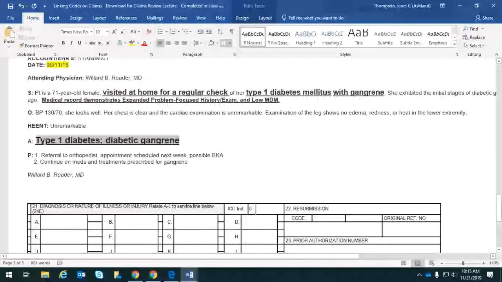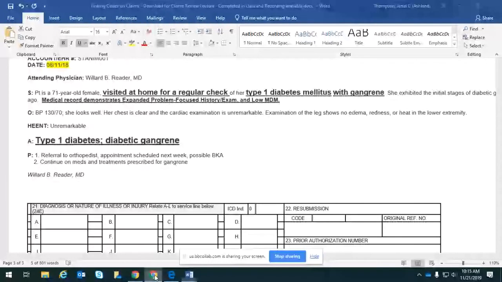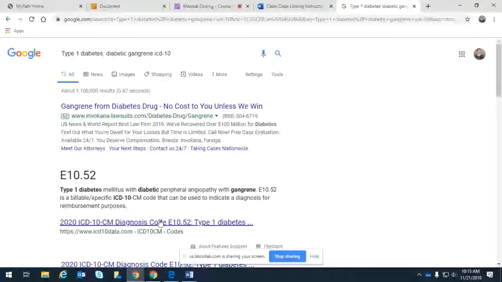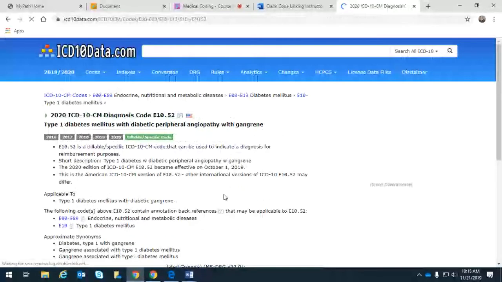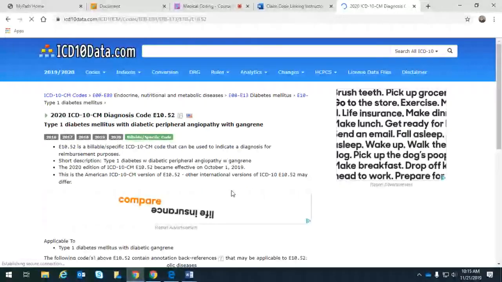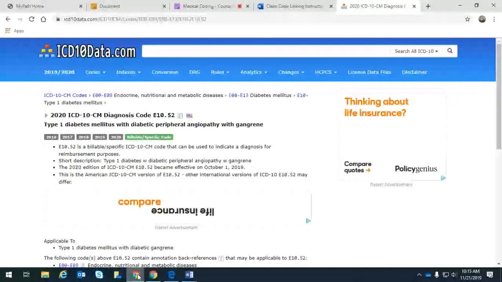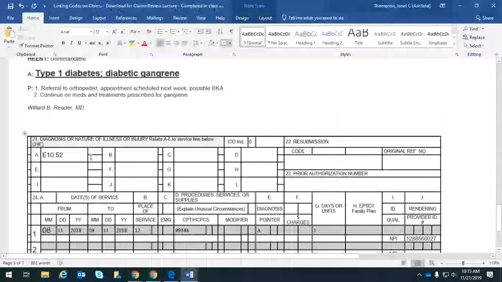Now we need to find this diagnosis. So I'm going to copy this from the assessment and come up here to do a search. And this gives me my code, which is correct, E10.52. Diabetes mellitus with peripheral angiopathy and gangrene. And that was E10.52. That goes into the diagnosis portion.